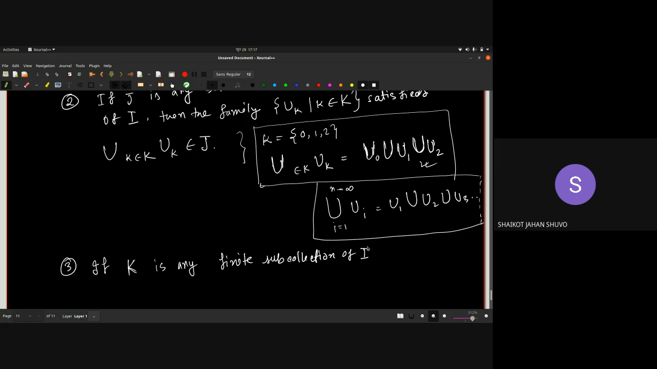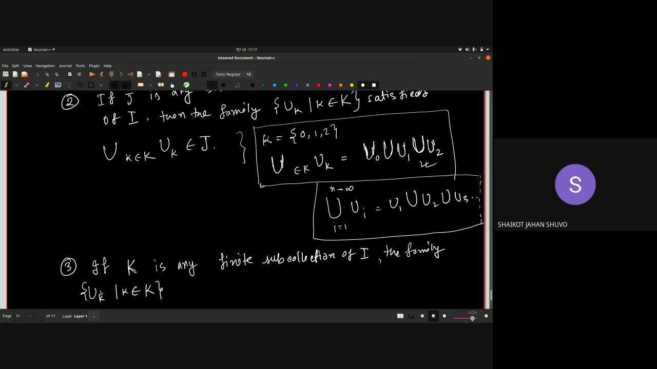That's all. Okay, so let's take a finite subcollection of I, and the family of sets is given by some U_k, where small k belongs to this capital K.